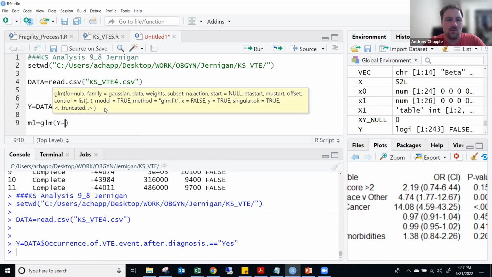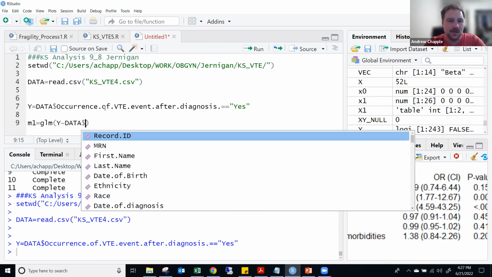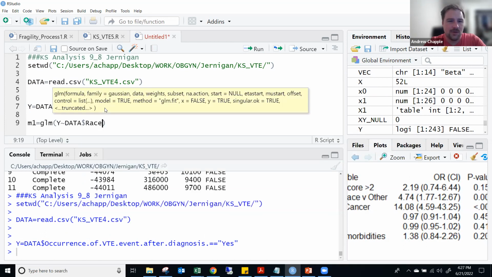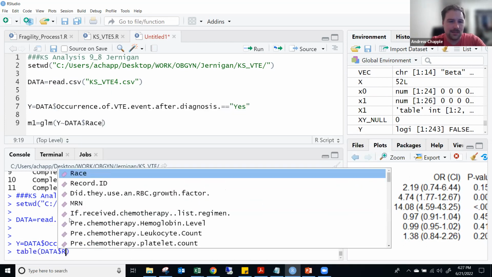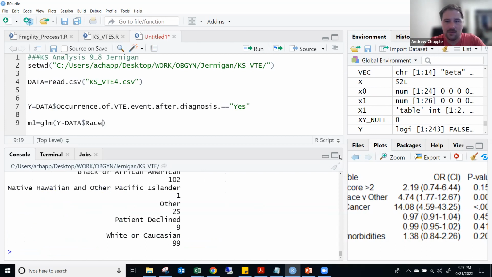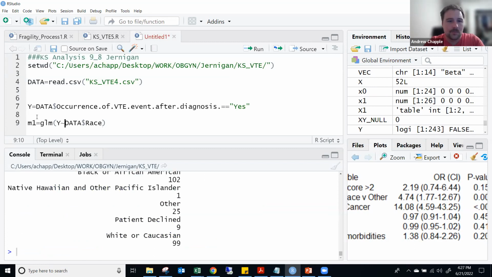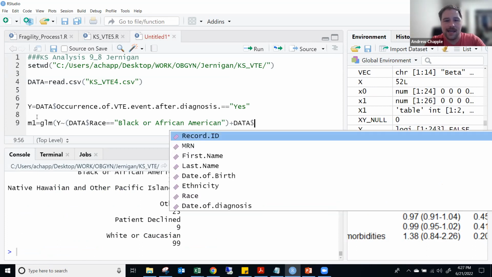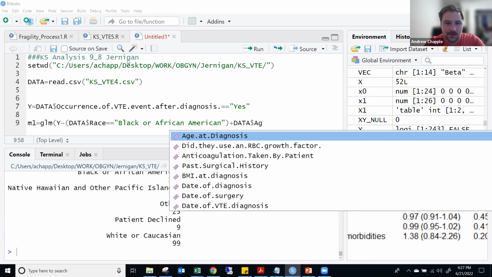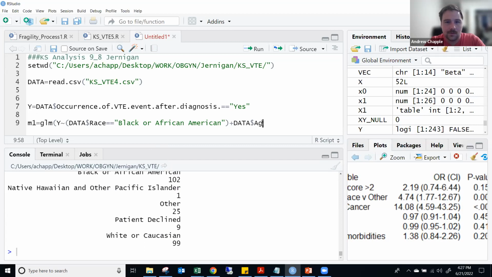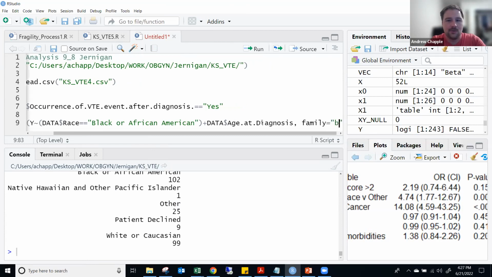I can say GLM, Y given data. What are the races here? I could say table, data, race. So for race, I have a whole bunch of information. Maybe I just want to know African-American versus others. So I can say data race equals this, which would be Black or African-American. And let's add age too. So do I have age at diagnosis? I have these two variables, and I want to add family equals binomial.